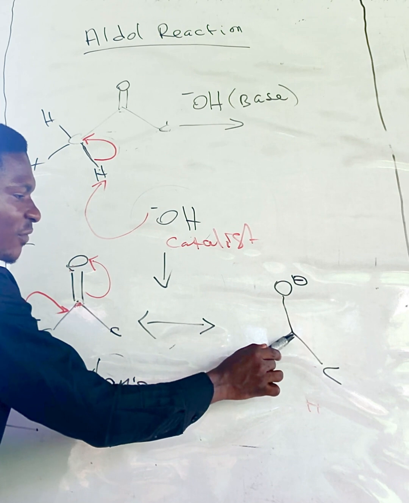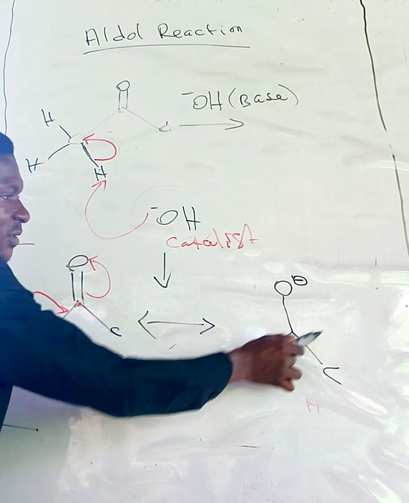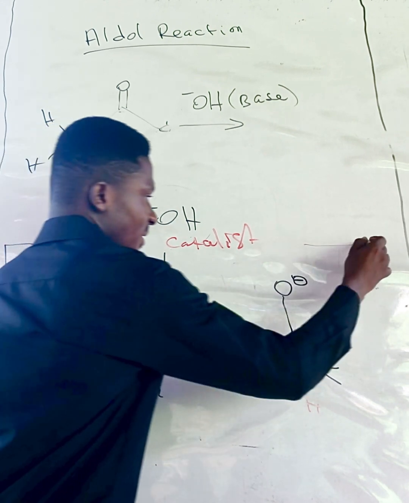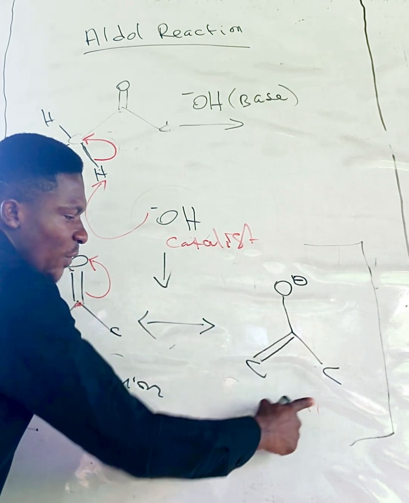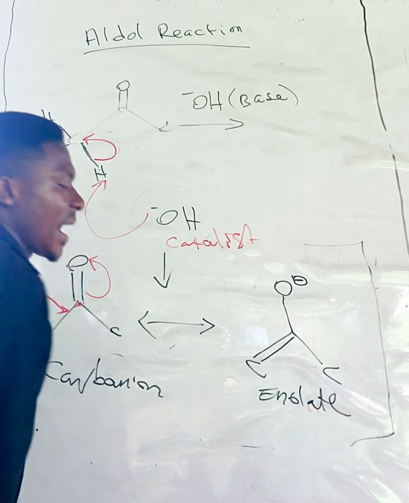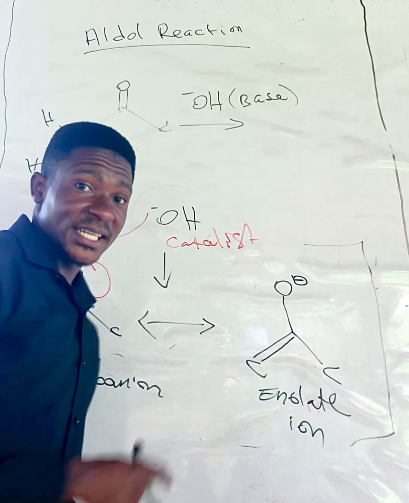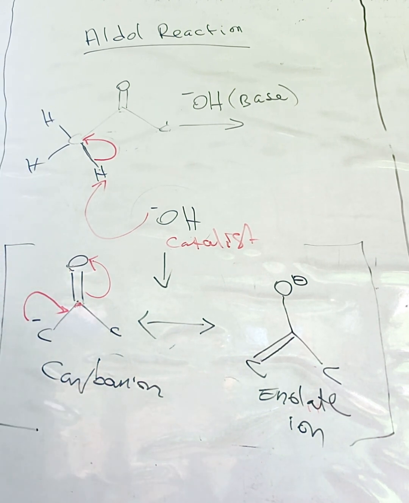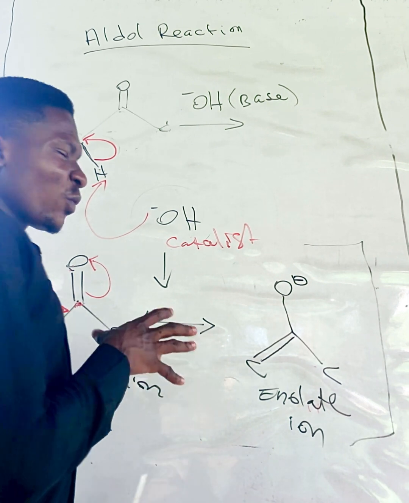And to prevent this carbon from having 5 bonds, we broke one of the pi bonds attached to the oxygen, to make it negatively charged. All right. Now I'll put this in a square bracket. This species is what we call the enolate ion. Whilst this one is what we call the carbanion.